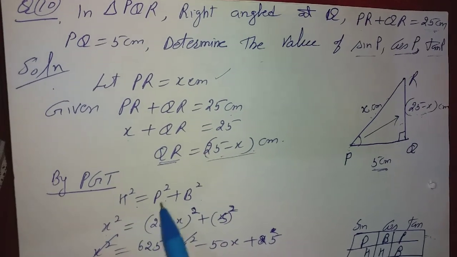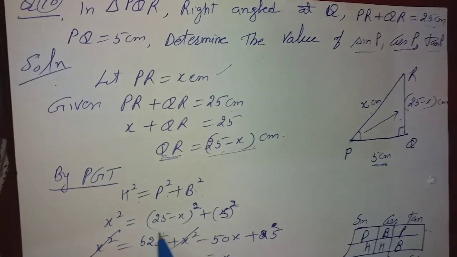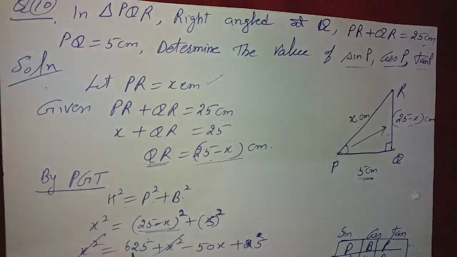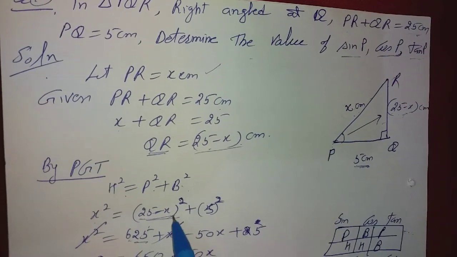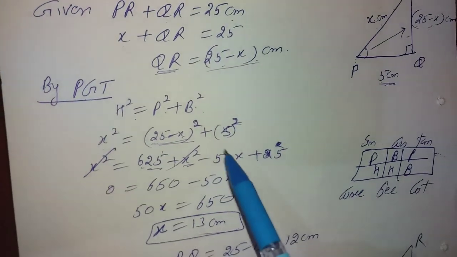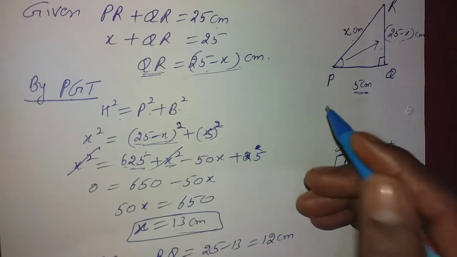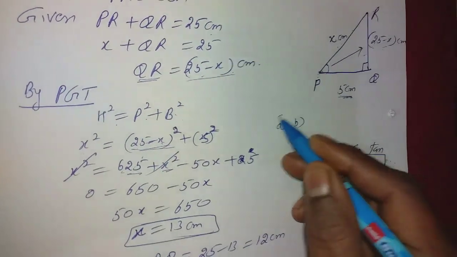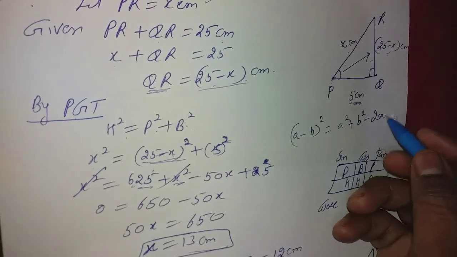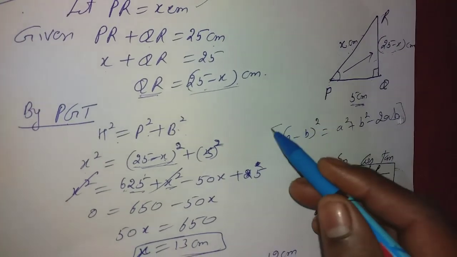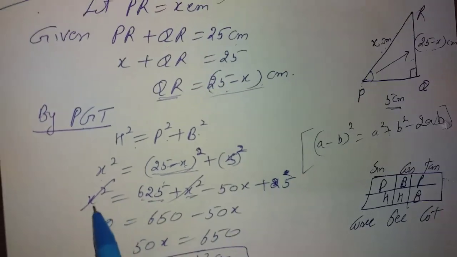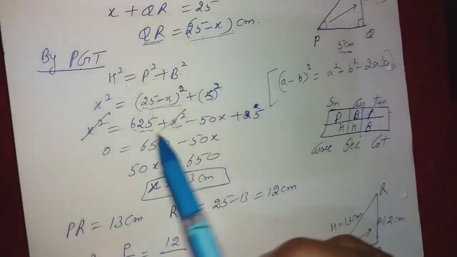So put the values of h, p, b. Now here there are two terms, so you will square it. Square of 25 is 625, square of x is x square, minus 2ab. You know the formula: a minus b whole square is a square plus b square minus 2ab. Here this identity is used. So x square is on both sides, so this will be cancelled.